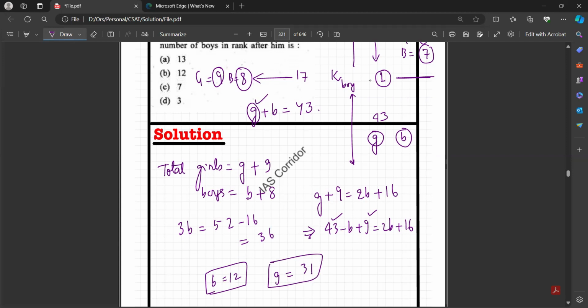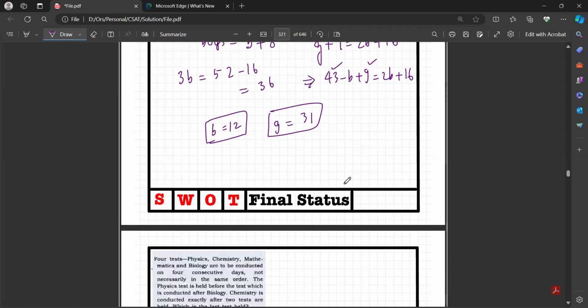Clear? From this relation, now the question here is the number of boys in rank after him. The number of boys in rank after him will be 12. So your answer is B, 12. Got it? Let us proceed to the next problem.